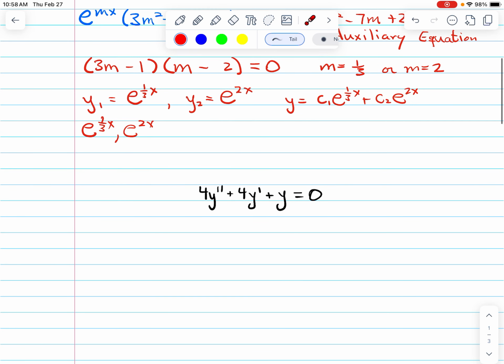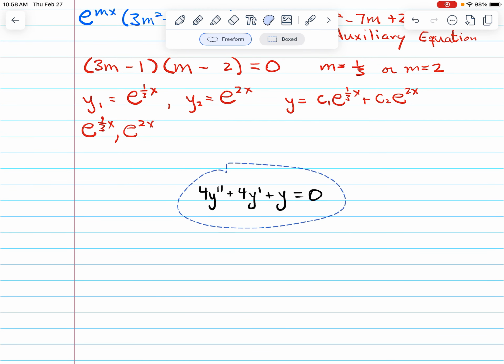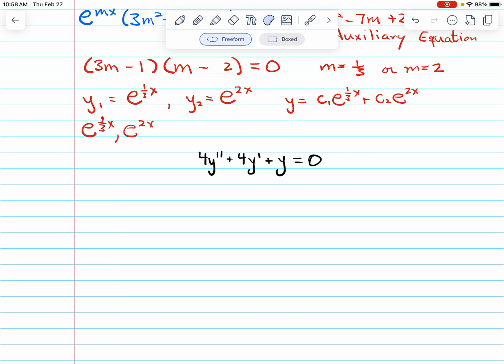Now I want to go to this next one. We've got 4y double prime plus 4y prime plus y. Now let's see what we get. I'm going to set up my auxiliary equation. So this is 4m squared plus 4m plus 1 equals 0. I want to solve this one.